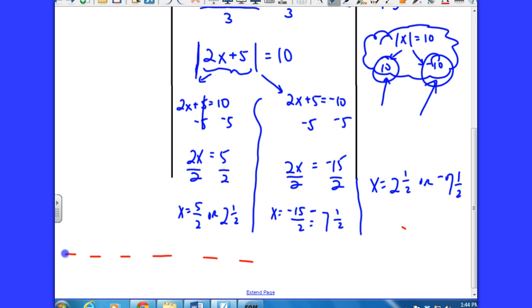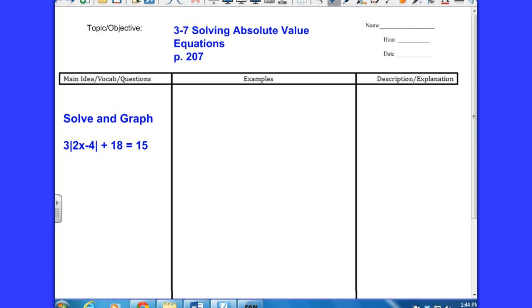Dotted line, please. And copy this down. And copy it in your work area, please. And here we go. Now I don't need to put as much, I don't think, in my explanation area, because by this time, if you're with me, you should be aware that you have to get rid of this 18 first, because it's not in the absolute value bars.